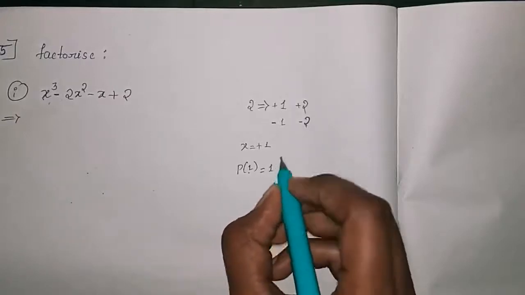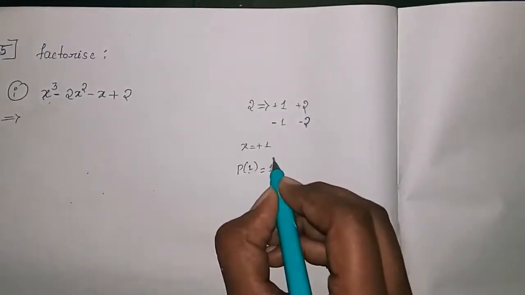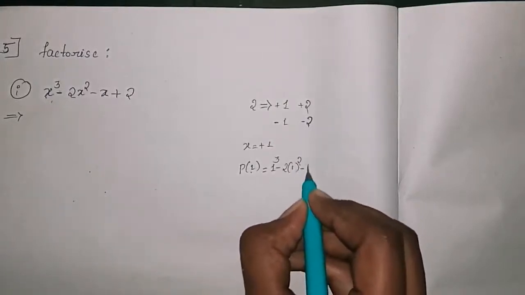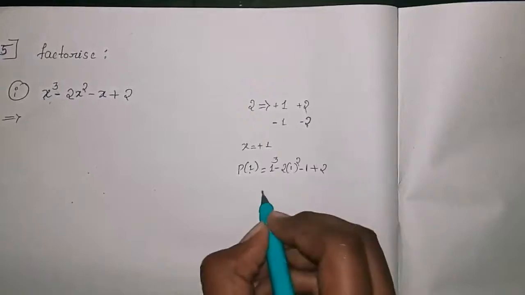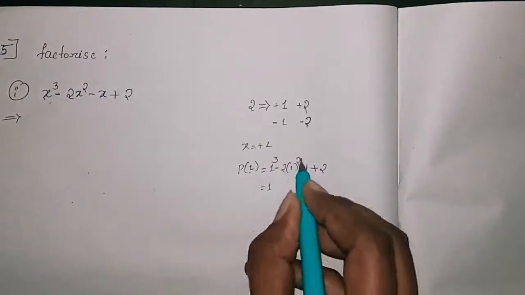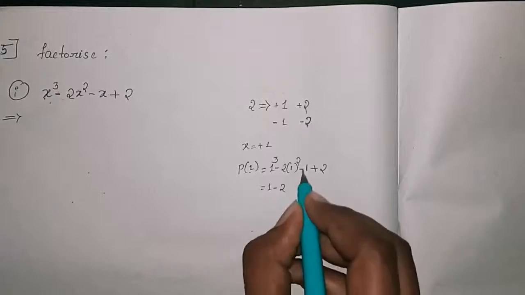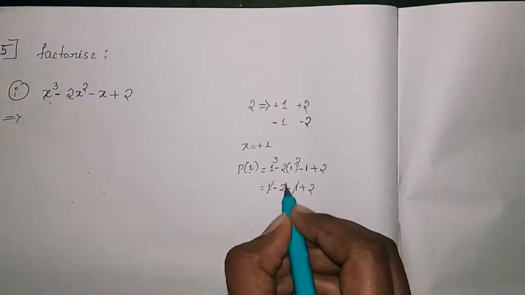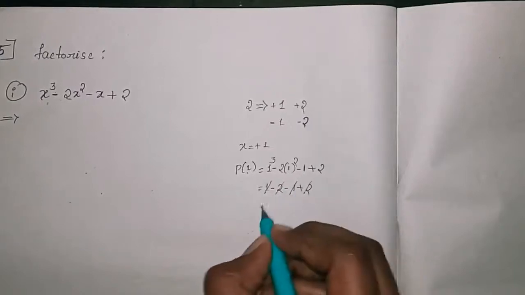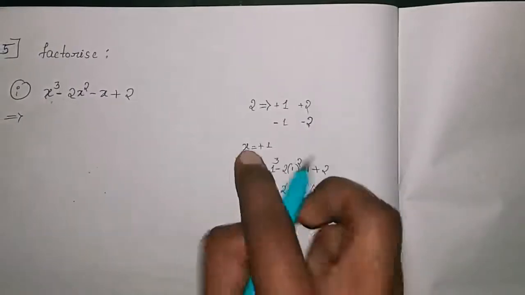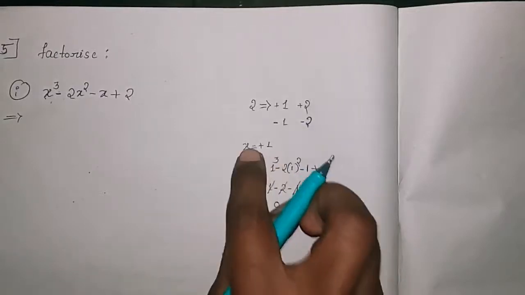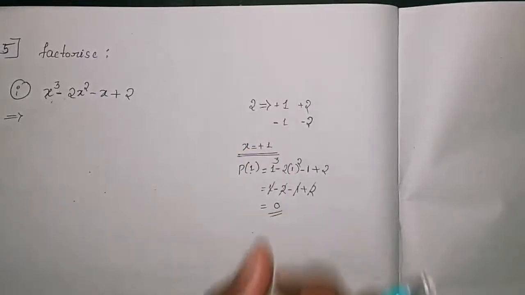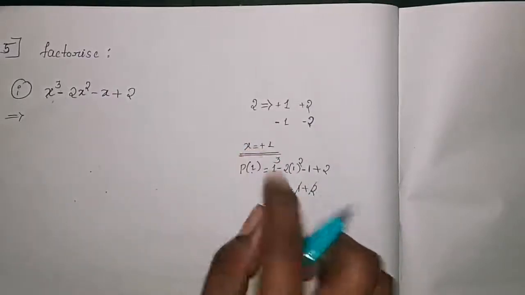So directly I will write, because you know how to solve these problems. 1 cube minus 2 into 1 square minus 1 plus 2. So 1 cube is 1, 1 square is 1, 2 into 1 is -2, minus 1 plus 2. Now +1 -1 get cancelled, -2 and +2 get cancelled, that means 0. So our equation x is equal to what we have considered. If the answer is 0, then this is definitely a factor. Yes, so just consider it.